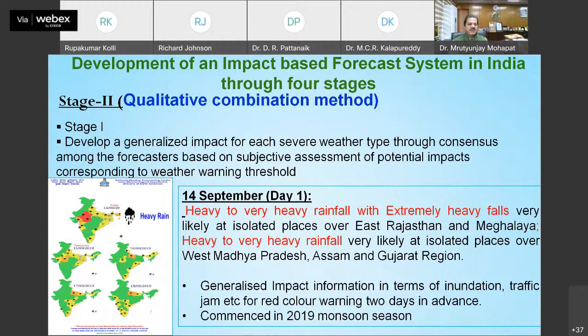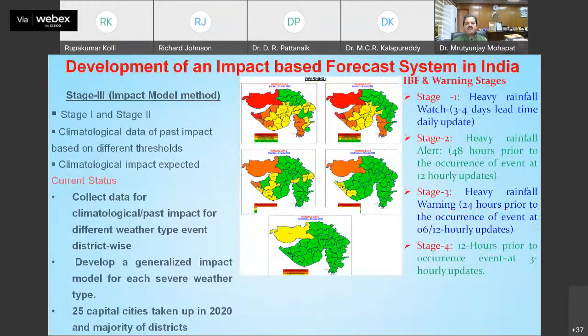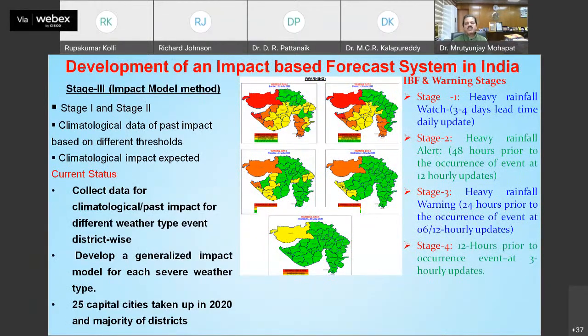In stage 3, if we just look at, we went for implementing the impact-based forecast for heavy rainfall during monsoon season in 4 stages. We issued 48 hours in advance, or 3 to 4 days in advance, a heavy rainfall watch at the district level. So all the districts in the state were given the warning about the impact expected due to the heavy rainfall. Then it was followed by the heavy rainfall alert 48 hours in advance, then heavy rainfall warning 24 hours in advance. In the last stage, 12 hours prior to occurrence, we started giving every 3-hour information.